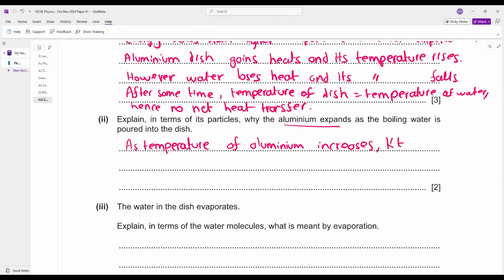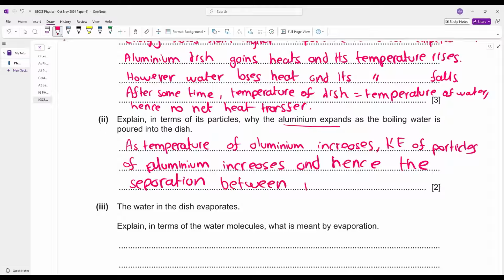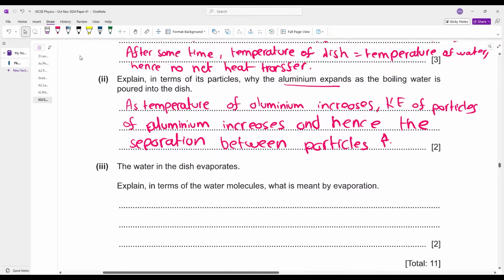kinetic energy of molecules. Yeah, kinetic energy of particles. Always remember in physics, we don't use the word molecules, we use the word particles. Kinetic energy of particles of aluminum increases, and hence the separation between particles increases. Simple. आगे बढ़ते हैं.